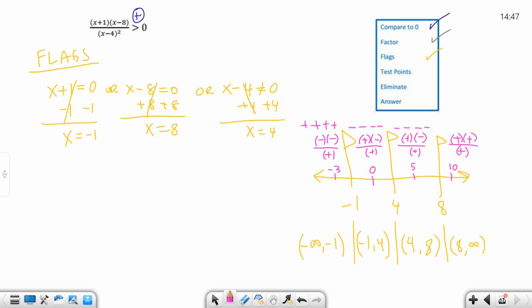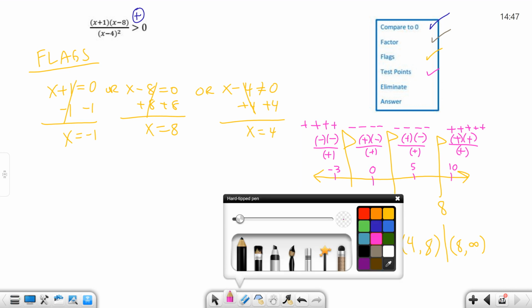Uh-oh. That didn't bounce back and forth, and that's okay. It's not going to when the multiplicity is even. We talked about that, right? Multiplicity. There's a video for that. All right. And then everything's positive. All positive. Okay? So now I'm done with my test points. Now it's time to mark things out that I don't want and write down my answer.